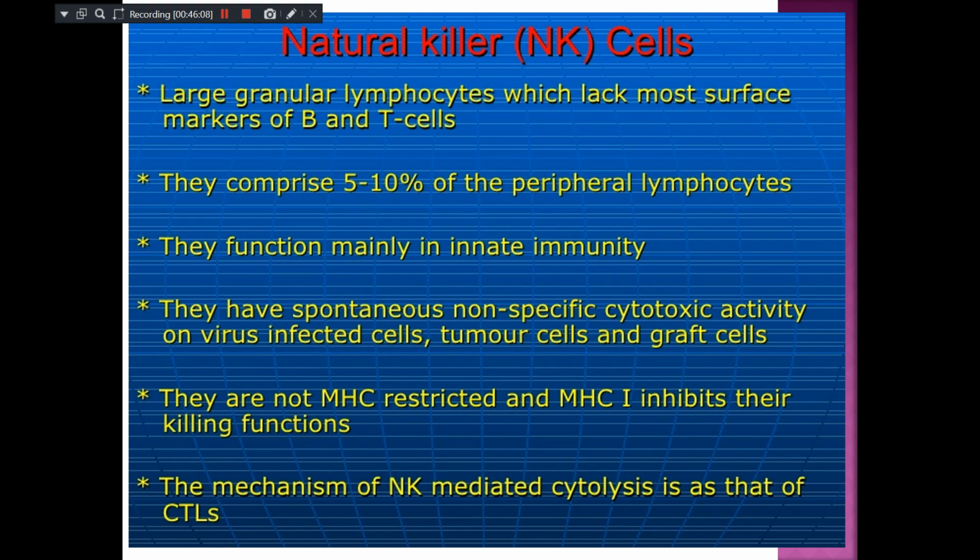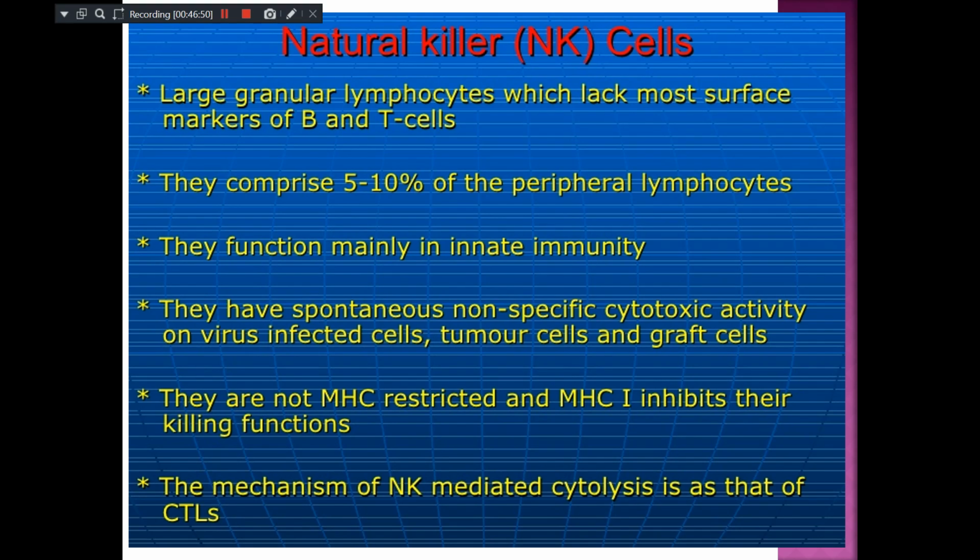On B and T cells, there are active sites on which the antigens can bind. But natural killer cells, they are also lymphocytes, but they lack the surface markers of B cells and T cells. Usually 5 to 10% of our lymphocytes are these NK cells, or natural killer cells. Mainly they are concerned with our innate immunity. They have a spontaneous, non-specific cytotoxic activity. They are not specific. Any pathogen, any antigen, any virus, tumor, graft cells, they will start attacking them.